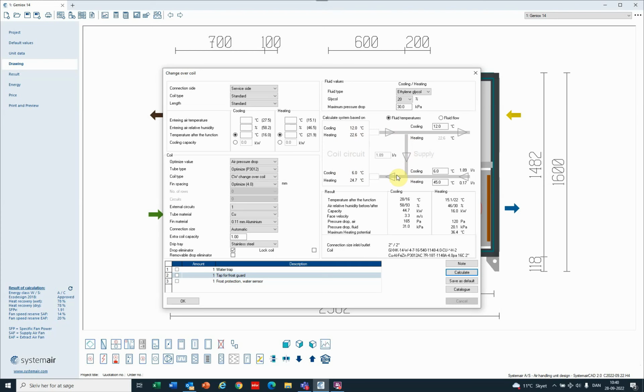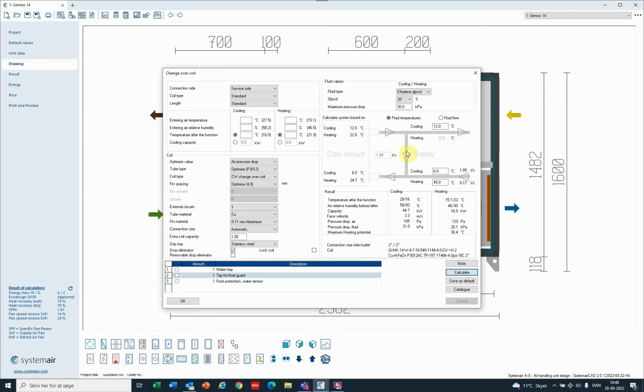But we need to add a bit of 45 degrees water to compensate for the temperature loss we have through the coil circuit. So to heat up the 22.6 to 24.7, we need to add 0.17 liters per second of 45 degrees hot water from the primary circuit. So we will end up having sort of two flows going on.